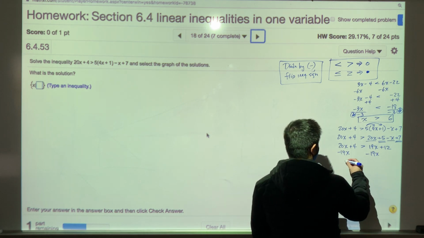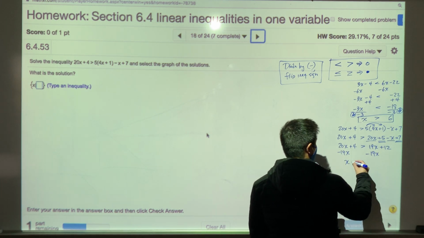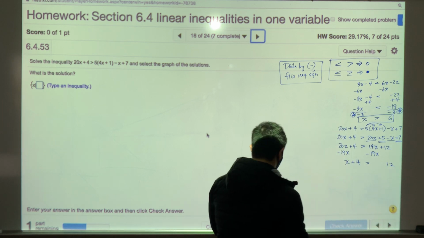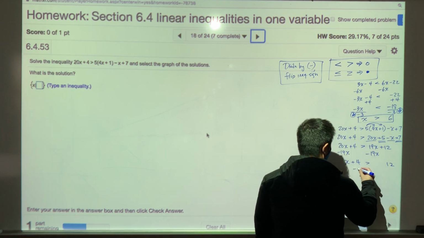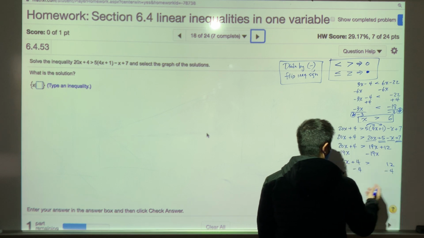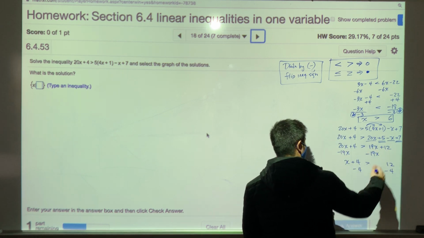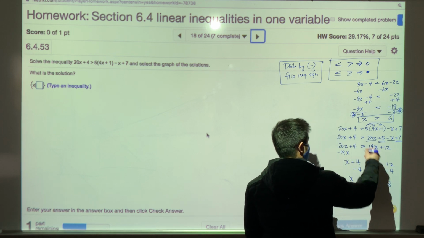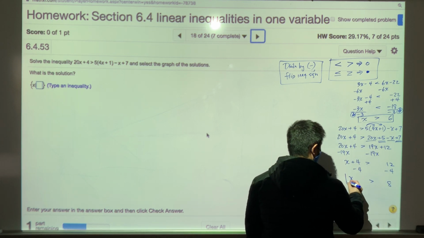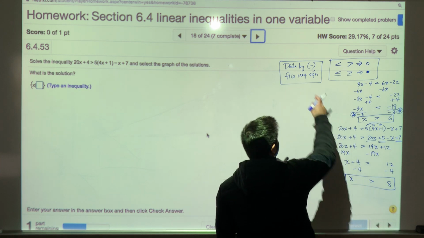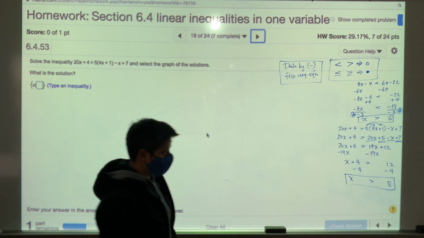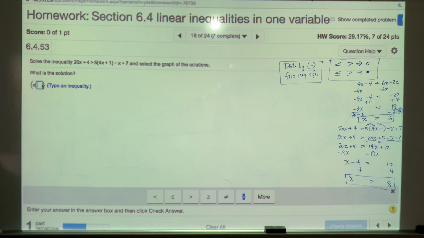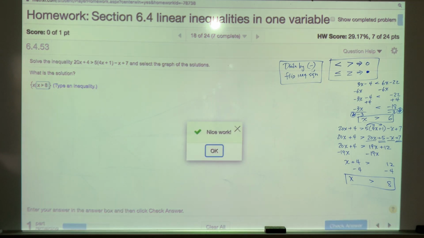20x minus 19x is just 1x, or just x, plus 4, which is greater than 12. And then I just have one more step to get my variable by itself. Subtract 4 to the right, and that leaves me with x being greater than 8. Why didn't I reverse the sign? Because there has not been any kind of division by a negative. And so my answer, so long as I didn't make a mistake, should be x is greater than 8.